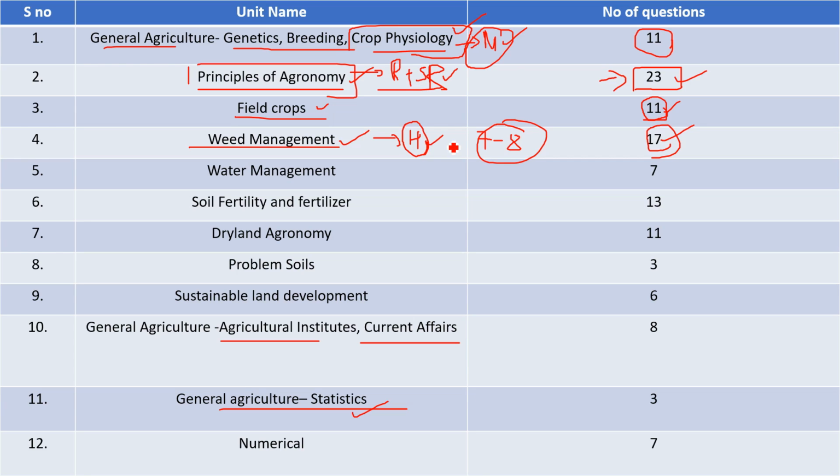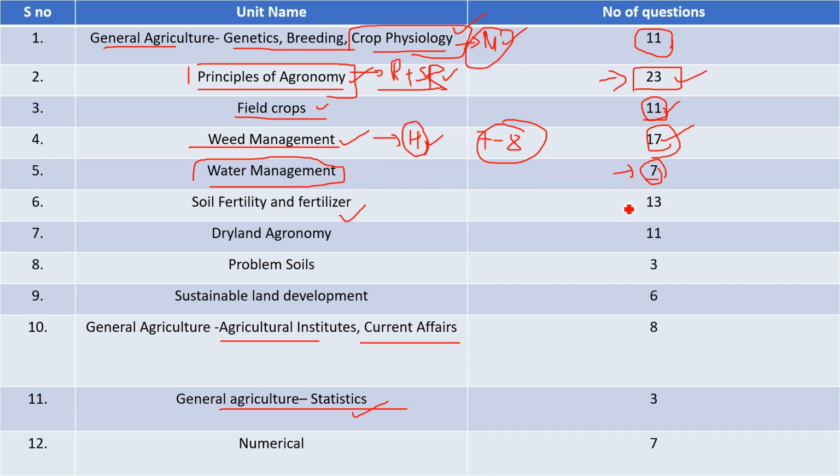So there was a good number of questions from weed management. I must say you must focus on the weed management part very thoroughly. This year, very surprisingly, there were just 7 questions from water management, and they were very basic, not so difficult. It was surprising because water management has great importance in the JRF as well as SRF examination. But this year we just got 7 questions from the irrigation part, that is, water management.